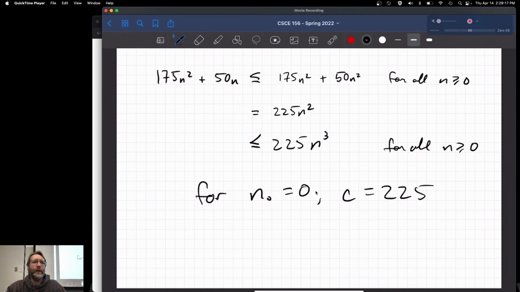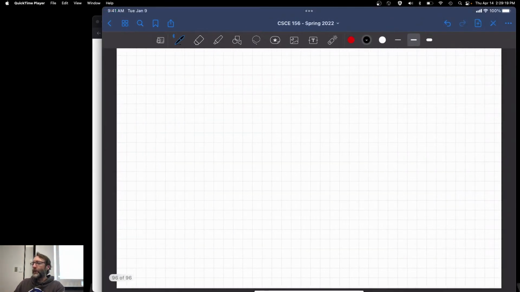Questions on those two proof techniques? Otherwise, here's the third one. This is the one that will require calculus. If you set up a limit as n tends towards infinity of the ratio of these two functions, one of three things is going to happen.